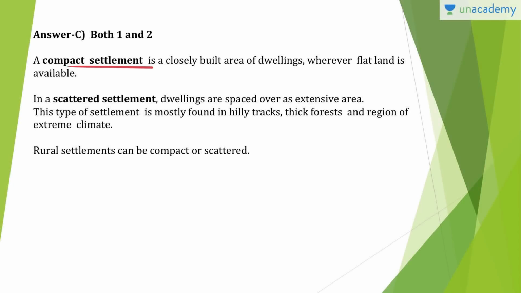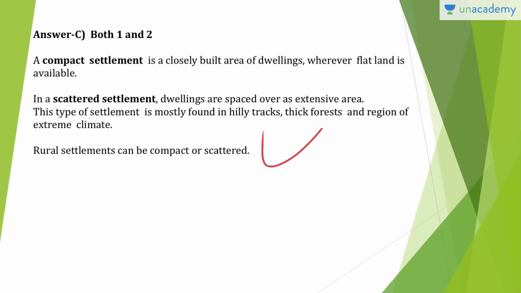So a compact settlement is a closely built area of dwellings wherever flat land is available. And in a scattered settlement, dwellings are spaced over an extensive area, and this type of settlement is found in hilly tracts, thick forests, regions of extreme climate. And rural settlements can be compact or scattered, it depends.